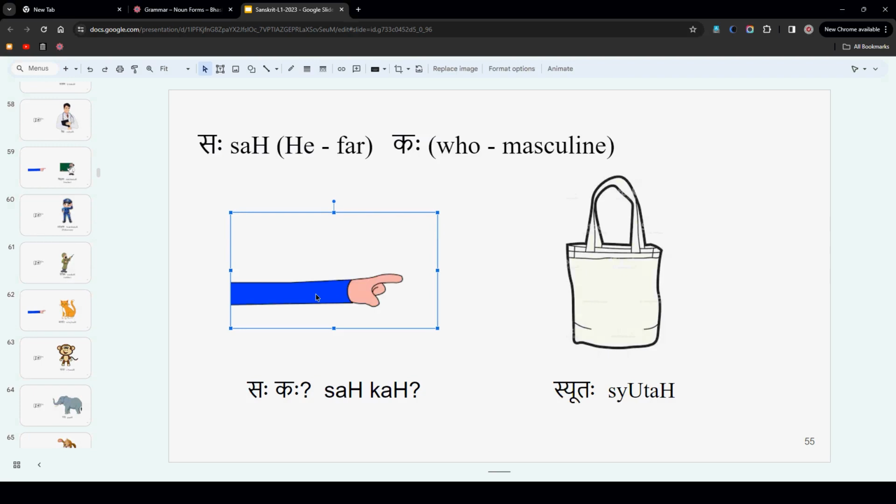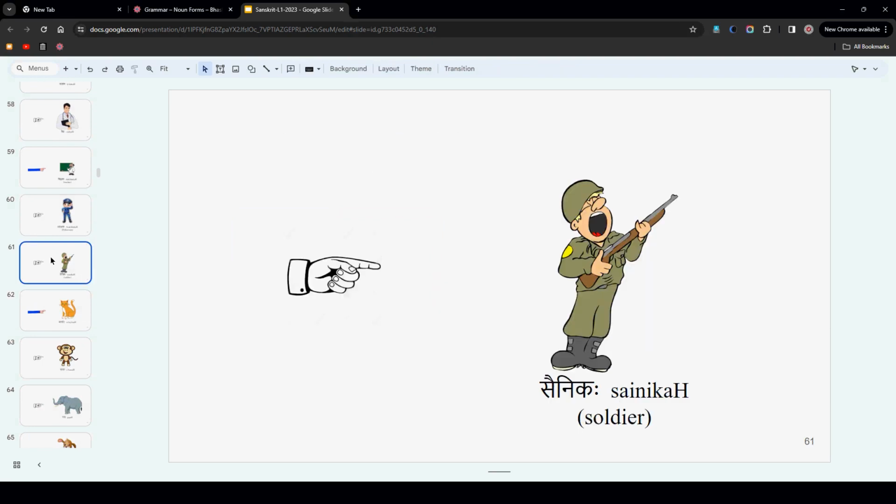For the longhand, we want to use saha, and for the shorthand, we want to use eshaha. Eshaha, which is this or nearer. So we want to ask the question here. Saha eshaha kaha. Eshaha sainikaha. So like that, you can practice.